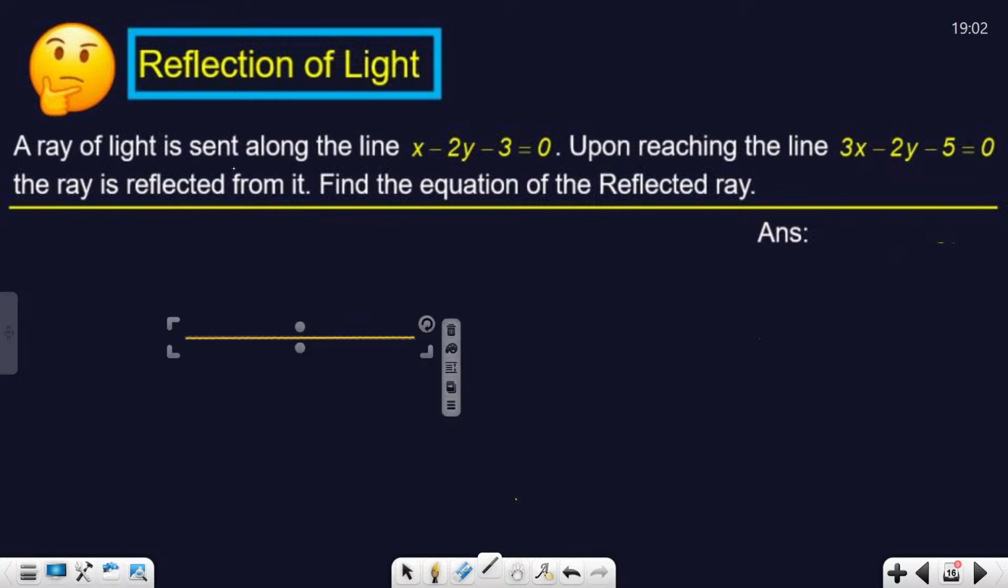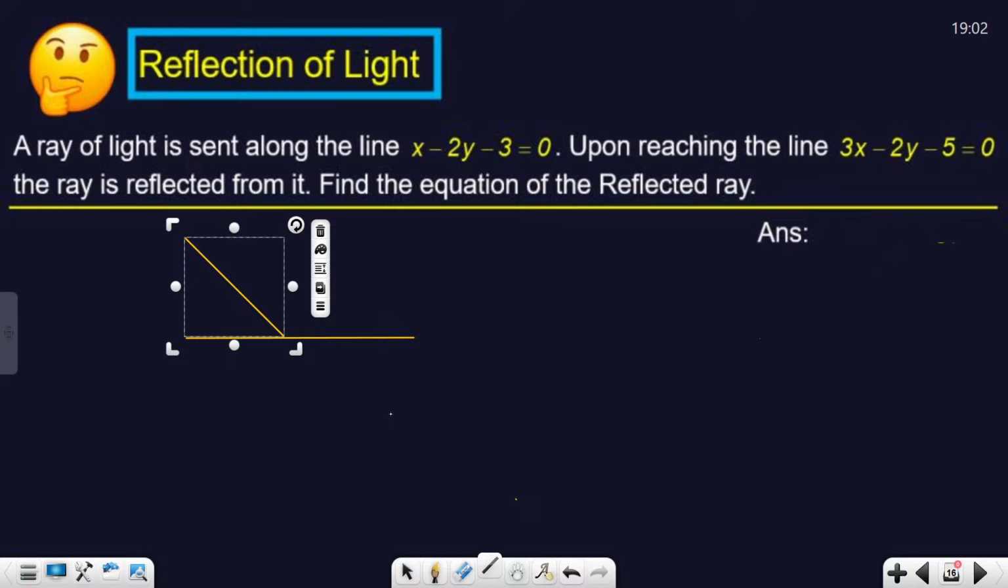The question is, a ray of light is sent along the line x minus 2y minus 3 equals 0. That is, a ray is coming and it gets reflected upon reaching this point on the mirror, in this case on this line 3x minus 2y minus 5 equals 0. And this ray of light is called your incident ray. The equation of this incident ray is x minus 2y minus 3 equals 0, correct?